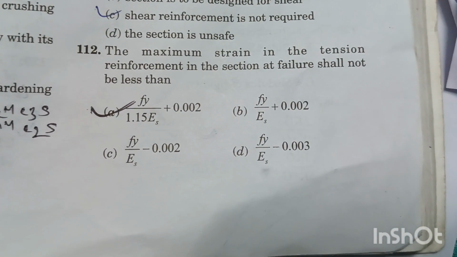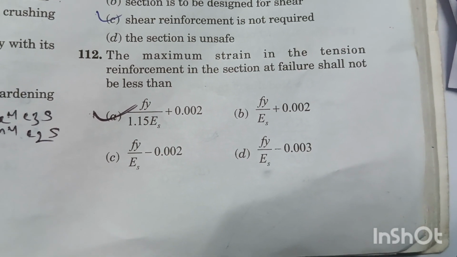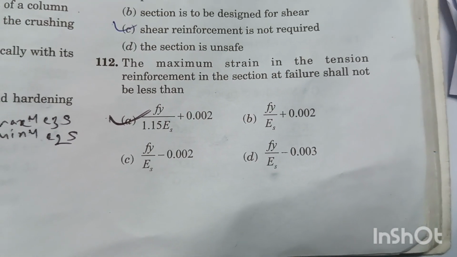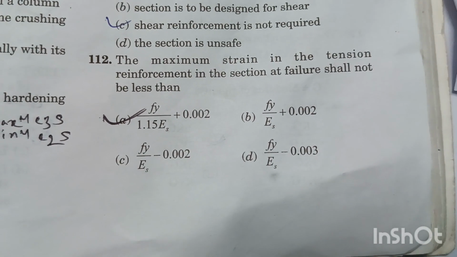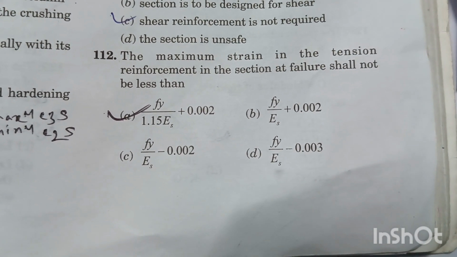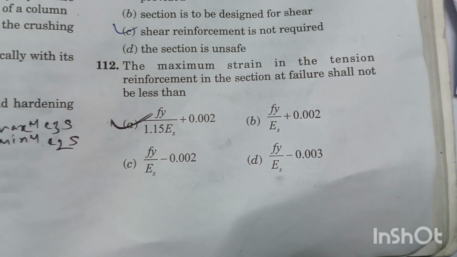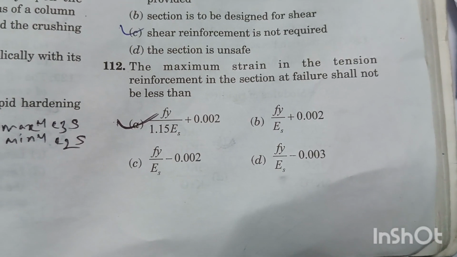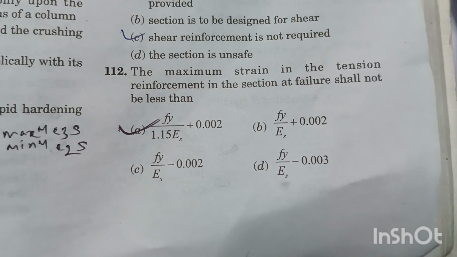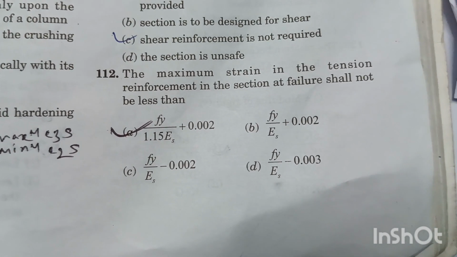Question number 112. The maximum strain in the tension reinforcement in the section at failure shall not be less than fy divided by 1.15 Es plus 0.002. Option A is the right answer, where fy is the characteristic strength of steel or yield stress of steel, and Es is the Young modulus of steel.